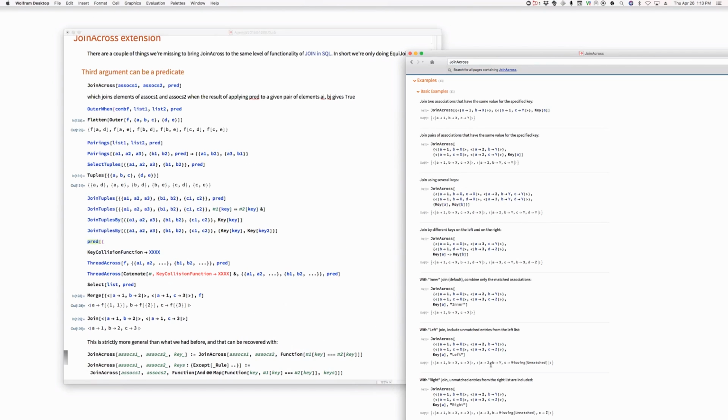But sorry, isn't this just the case that A goes to 2 and A goes to 3? They do not match, so it chooses A goes to 2 because that's the left one. No, that's not the case. Why does it say C goes to unmatched? I don't understand where that comes from. Okay, C goes to unmatched, yes.